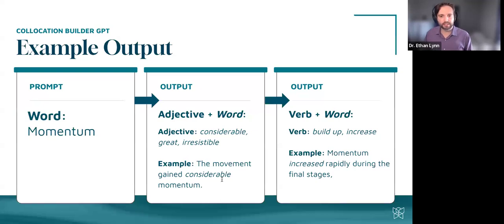And here's an example sentence: the movement gained considerable momentum. Makes sense. You might not intuitively know that considerable and momentum go together, but this dictionary can help pull that out and make it explicit. Which verbs? There are a few verbs, but how about build up or increase? Those are verbs that go with momentum. For example, momentum increased rapidly during the final stages.